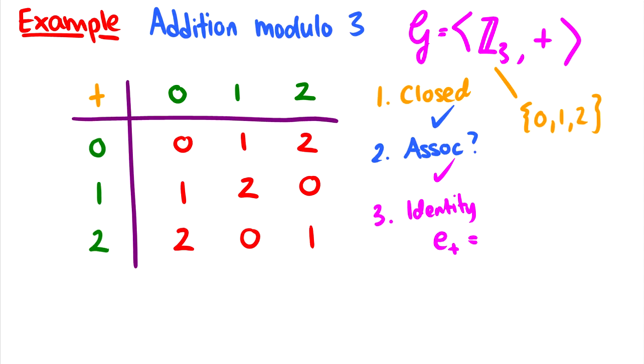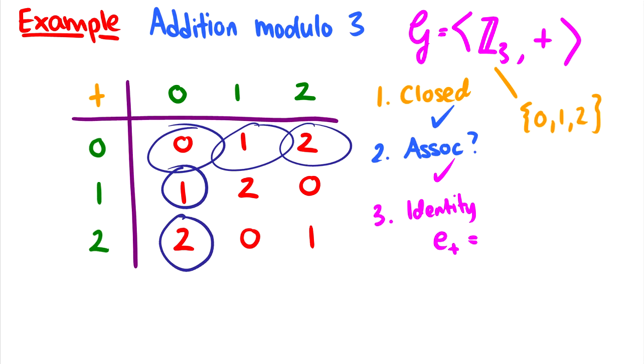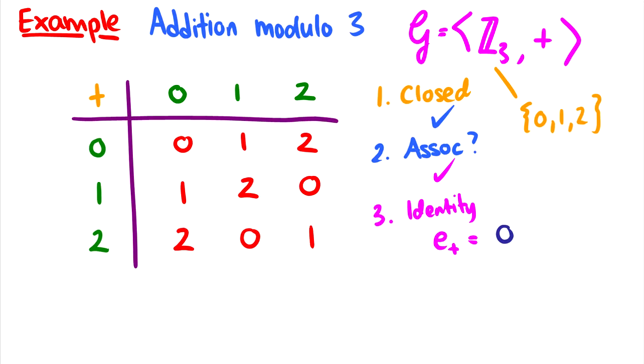So a good place to start is 0, of course, because we know with addition, 0 is usually our identity element. So if we take 0 plus 0, we get 0 back. 0 plus 1, we get 1 back. 0 plus 2, we get 2 back. And similarly on the other line, 1 plus 0 is 1, 2 plus 0 is 2. So yeah, 0 is going to be our identity element.